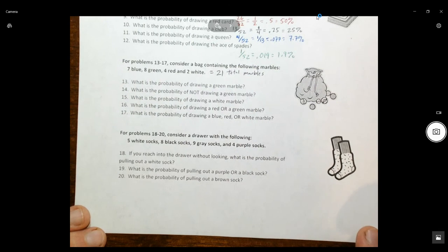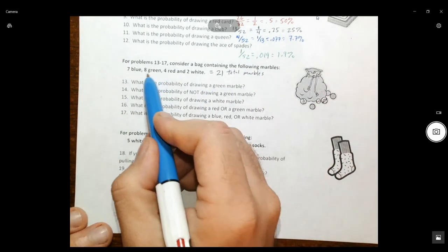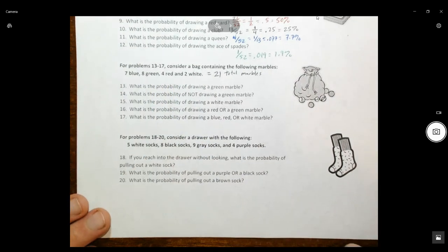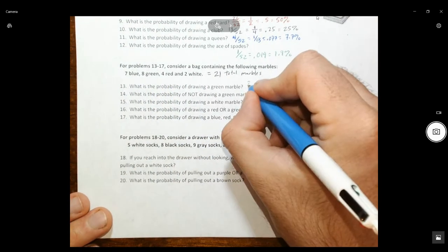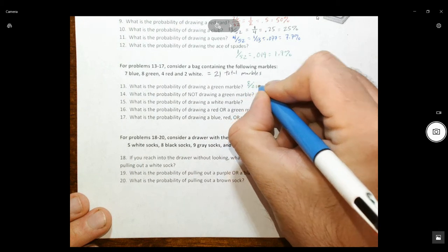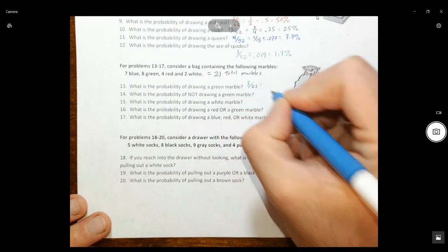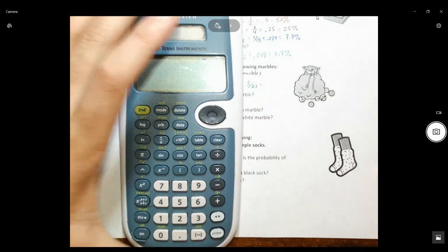Okay, 13. What is the probability of drawing a green marble? So it's as simple as seeing there are 8 greens. So if I have 8 green marbles out of this total of 21 marbles, okay, I can plug that into my calculator to get a decimal.